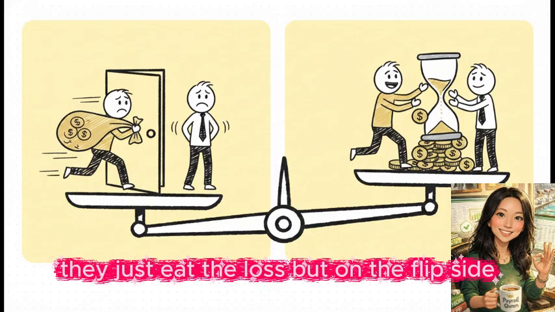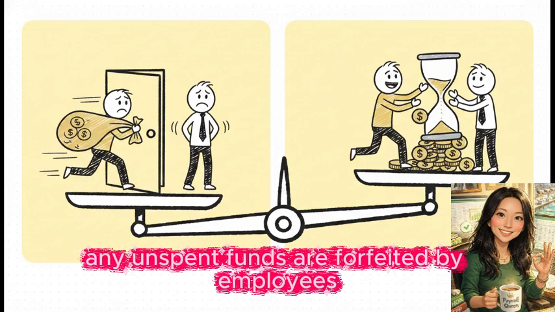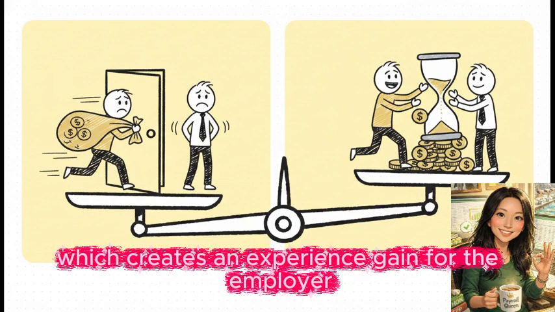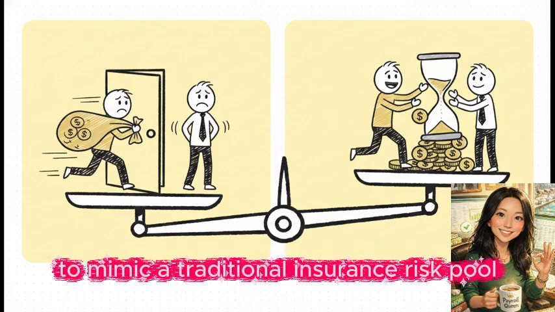But on the flip side, this is balanced out by the famous use it or lose it rule. At the end of the year, any unspent funds are forfeited by employees, which creates an experience gain for the employer. The IRS essentially designed this whole thing to mimic a traditional insurance risk pool.